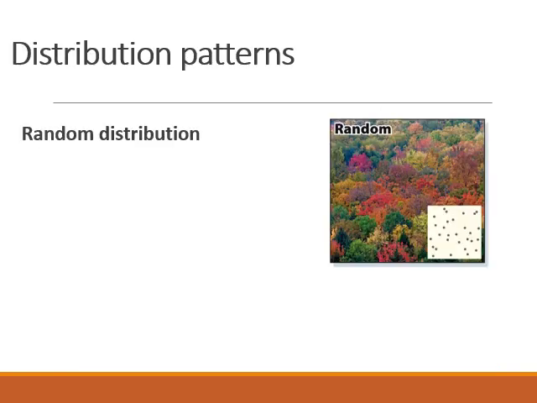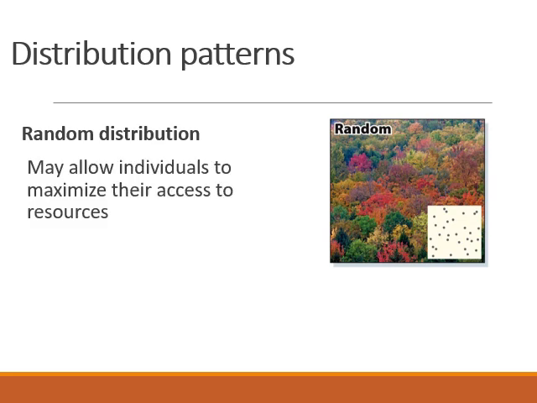Okay, so there's 3 different distribution patterns that we're going to talk about. One of them is random, and this allows individuals to maximize their access to resources. So there's no real rhyme or reason, they're going to be at the place that allows them to have the most resources and be the most successful. So you might have some that are really close together, they might be really far apart.